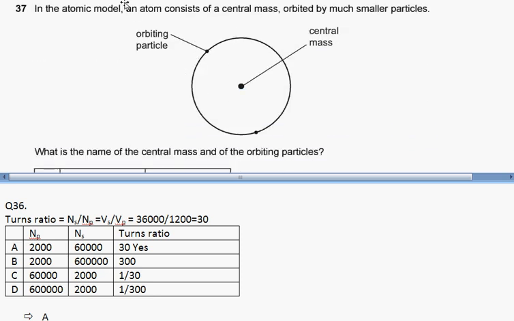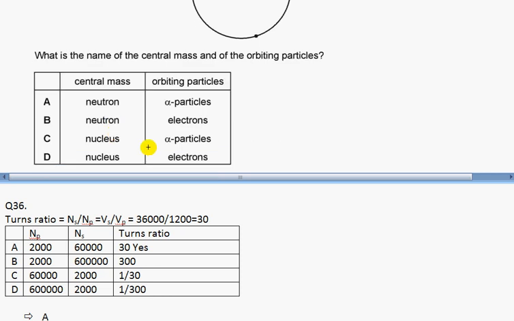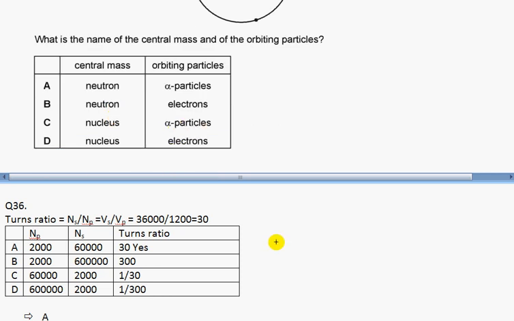In the atomic model, an atom consists of a central mass orbited by much smaller particles. What is the name of the central mass and the orbiting particles? Of course, this is the nucleus with protons and neutrons, and the orbiting particles are electrons. So the answer is nucleus and electrons. Answer is D.